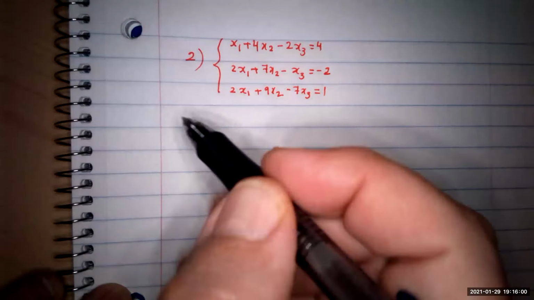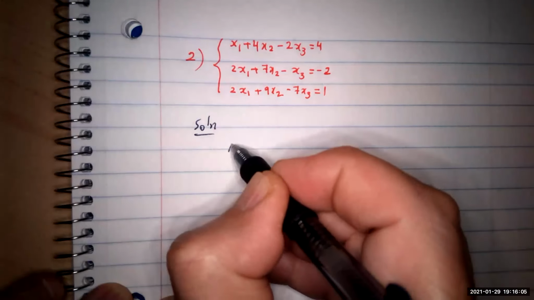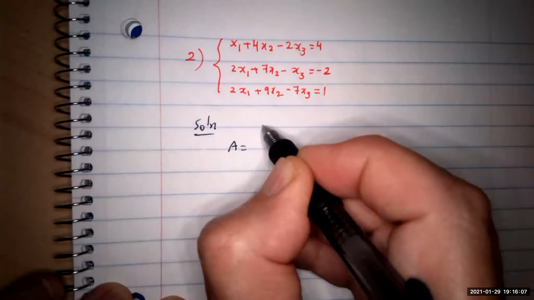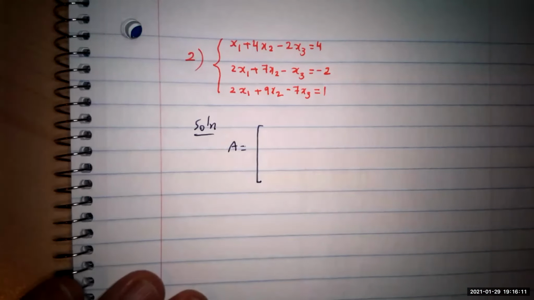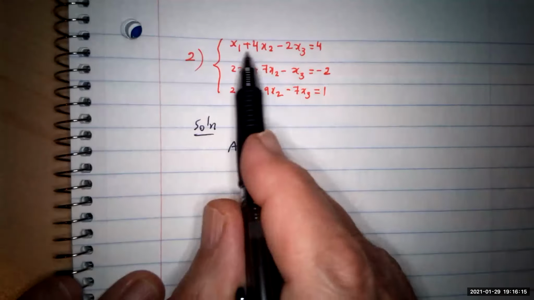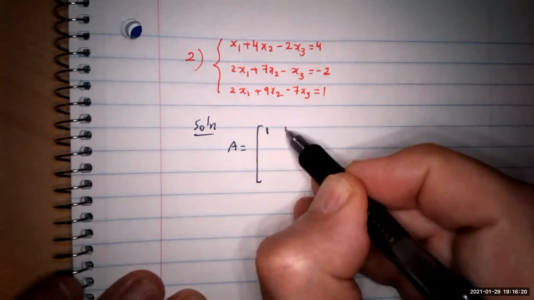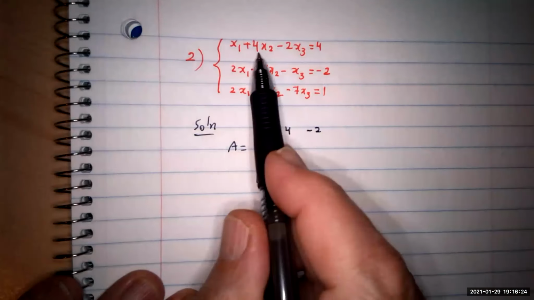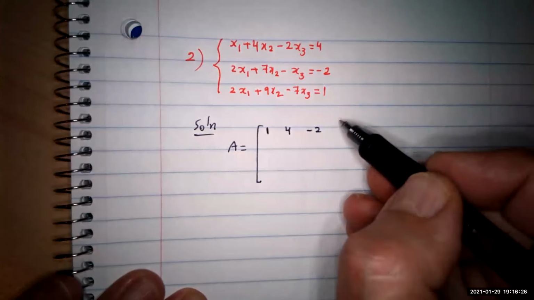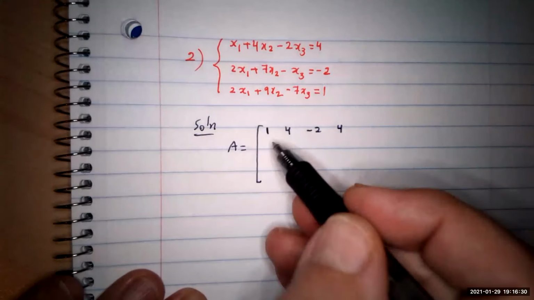So the solution is to bring the augmented matrix. You have 3 columns for the variables, and you need 4 columns, one for the constant. All the variables are present. So the coefficients are 1, 4, negative 2, and the constant term, which is equal to 4. In the second one, we get the 2.